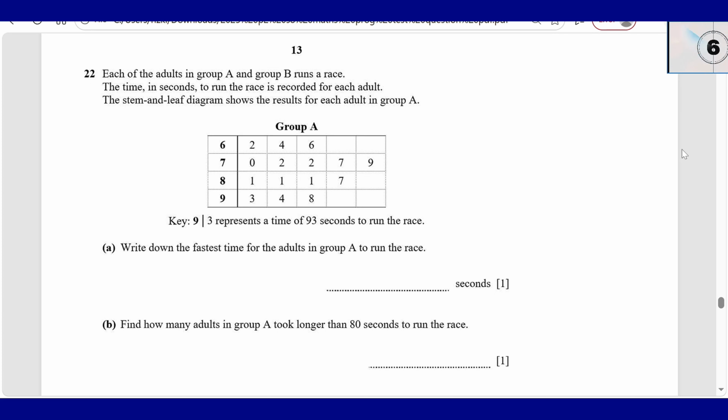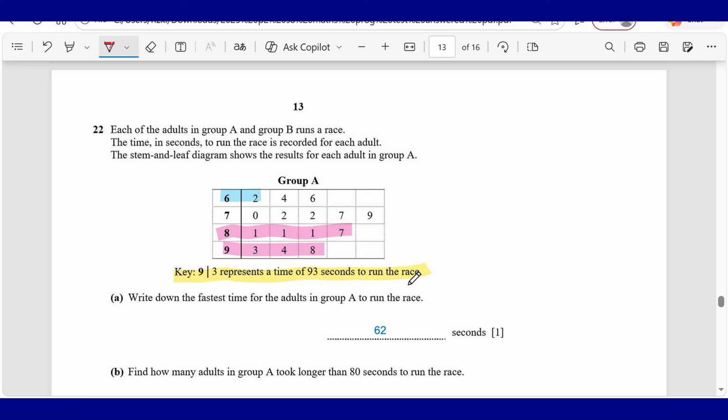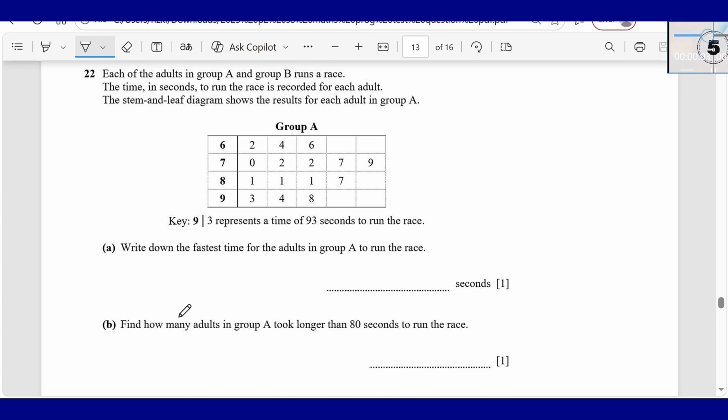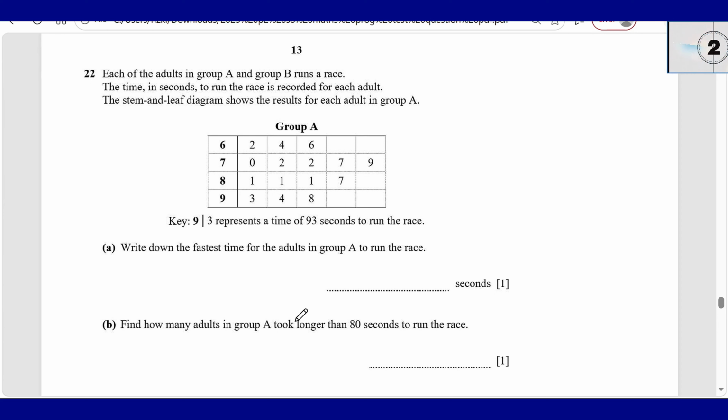Okay, when the timer hits 0, we will reveal the answer. Let's check it out guys. The fastest is the shortest time, so 62. Alright, let's move on. Now we have 22B. Find how many adults in group A took longer than 80 seconds to run the race.